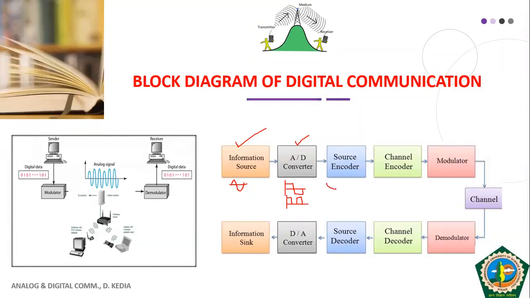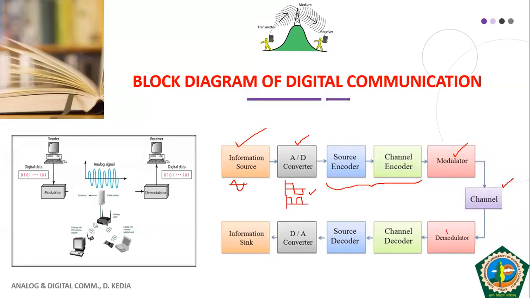Okay, so we will talk about this source encoder and channel encoder in just a few minutes. Let me discuss the other blocks. Once we have obtained the digital information signal or digital data, we use a modulator. This modulator is a digital modulation technique modulator, which modulates our digital signal onto the analog carrier. Once we have obtained our digitally modulated signal, we transmit it through the channel.